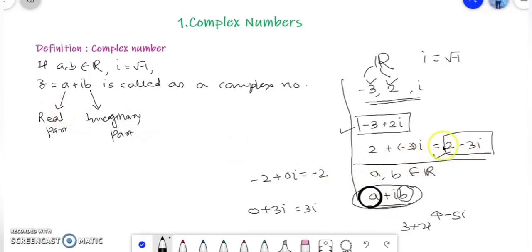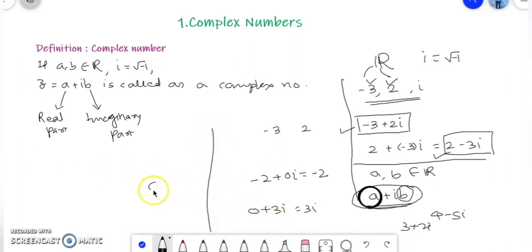So in this number, minus 3 plus 2i, what is the real part? The real part is minus 3. And what is the imaginary part? It is 2. 2 is the imaginary part, not 2i. Here, what is the real part and imaginary part? The real part is 2 and the imaginary part is minus 3. In this case, the real part is minus 2 and the imaginary part is 0. Here the real part is 0 and the imaginary part is 3.